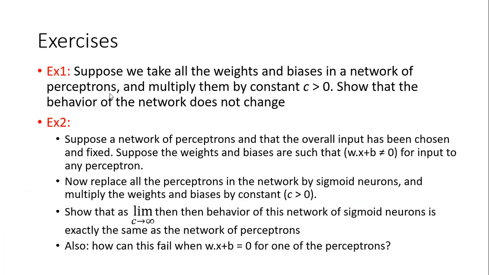So now exercises. Suppose we take all the biases and weights in a network of perceptrons. Consider that we have a network of perceptrons in which we have one hidden layer. We multiply all the weights and biases by a constant C, which is greater than zero. So let me draw the network on the whiteboard. That's probably what we have to show. We have to show that the behavior of the network does not change.